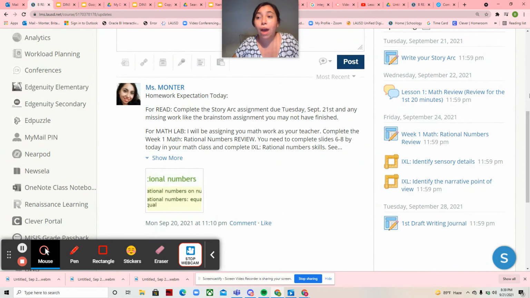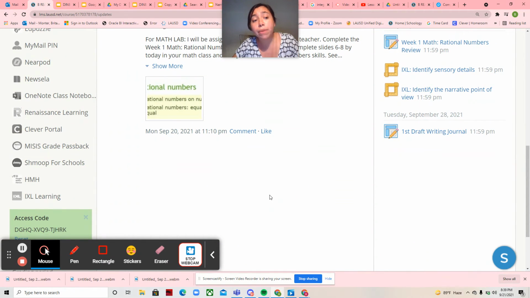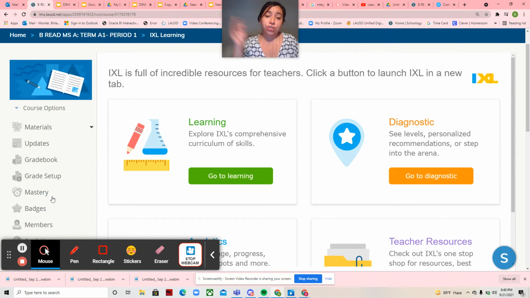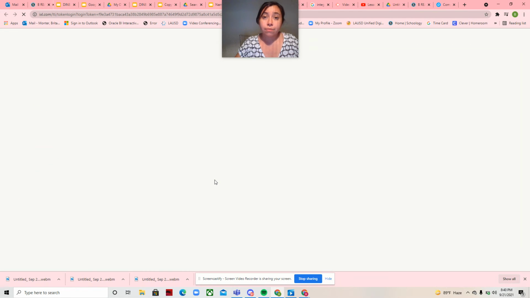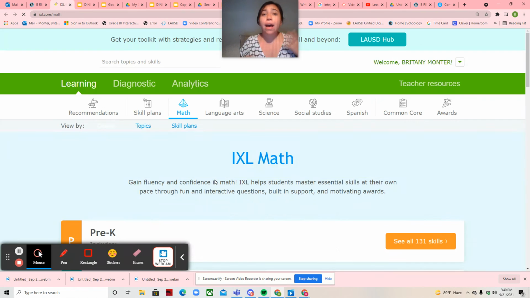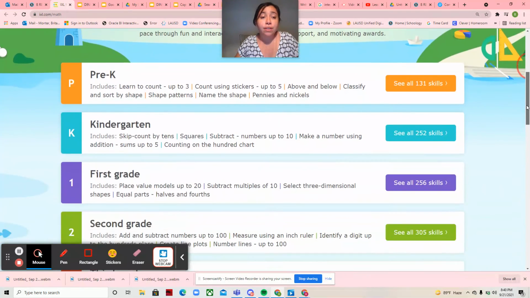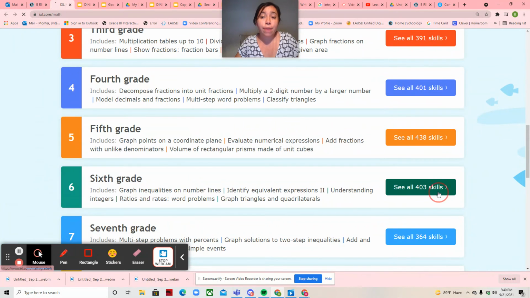So when I go to IXL, I'm going to scroll all the way down, go to IXL, click on that left-hand app on my left, on my reading class with me, because I'm both your teachers right now. I go to learning. It's going to open up. And for you, it's going to look different than me, okay? But for you, when you go to learning, you go to math. You go to your grade. So you're going to go to 6th grade, right?